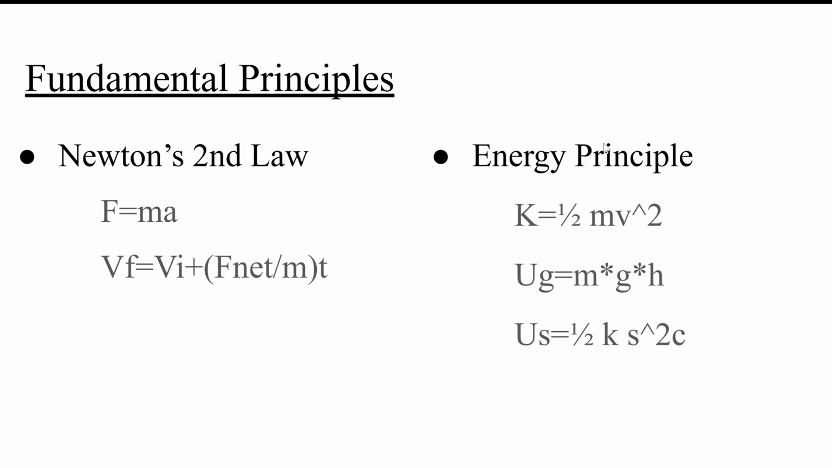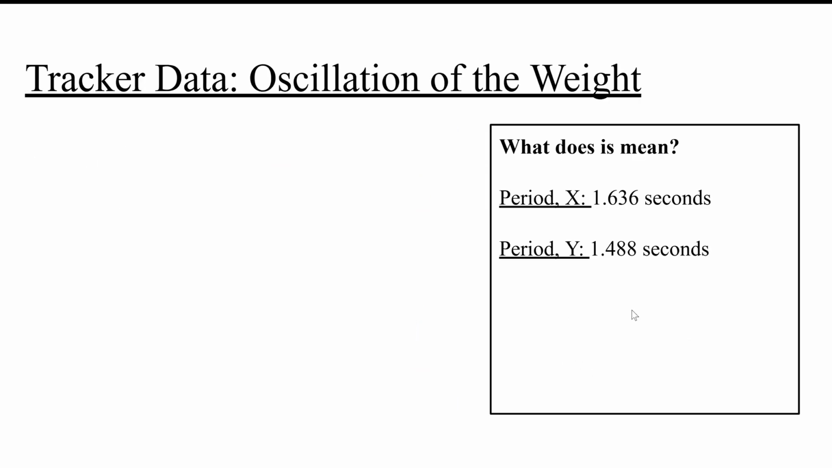We also use the energy principle, which is about the conservation of energy and based on the systems defined, and we specifically looked at these three energies: kinetic energy, which is from motion; potential gravity energy, which is from distance above the Earth; and the potential of spring energy, which is from the compression or extension of a spring.